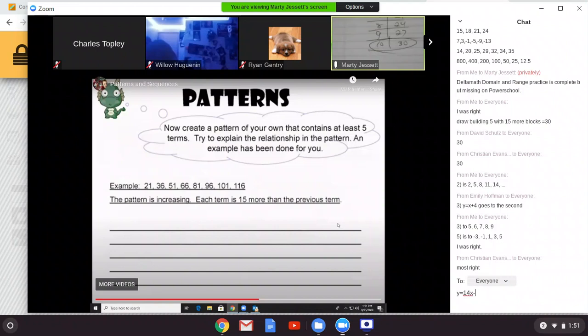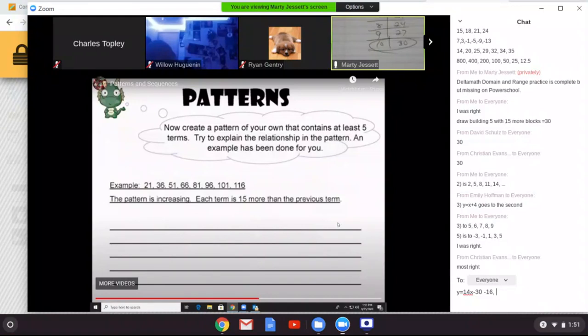Oh yeah, there is one mistake in that numeric pattern. Maybe you can find it. You think you know what the mistake in that numeric pattern is? Just put it in the chat. Let's see what we got.